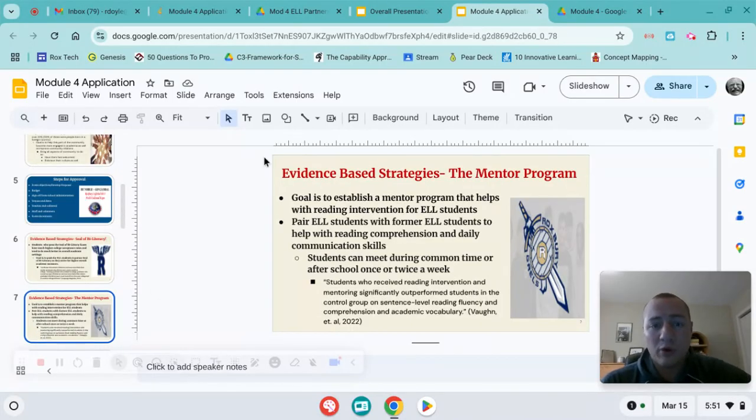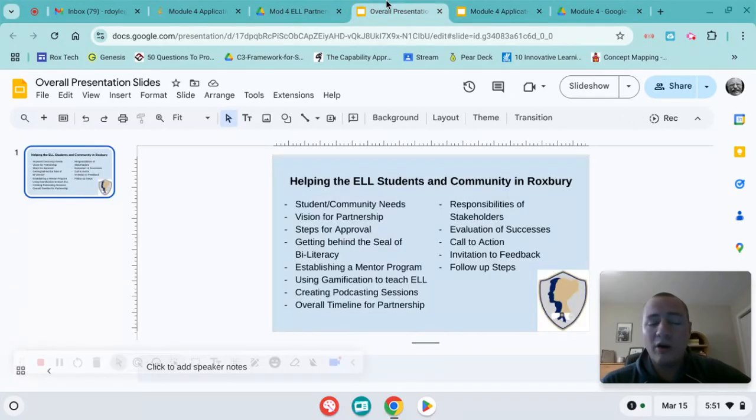Another one is a mentor program. It has been shown that students that are in a mentor program have a much better opportunity to learn from their peers. It's a more comfortable setting. The goal is to bring former ELL students into the fold. There are about 60 students right now at the high school that have exited the ELL program. They understand how it works. They take the classes. They know the teachers. So to have that relationship is essential.